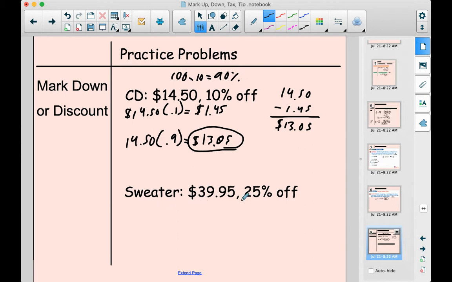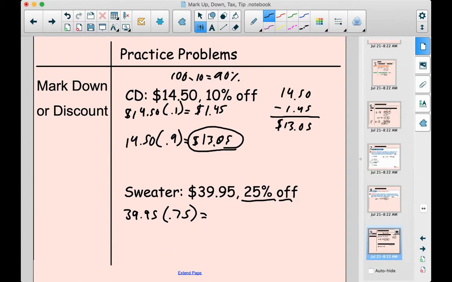So this one is 75% off. Okay, so if you're saving 25%, what percent are you paying? Well, you're paying the other 75%. So to figure out what I pay for this, I want to know what 75% of this number is. So to find 75%, I multiply by 0.75.